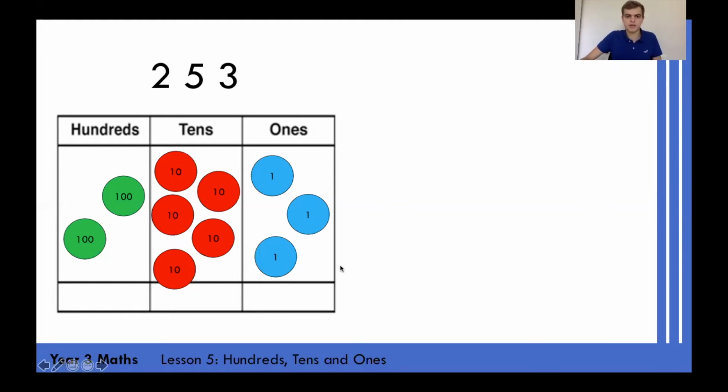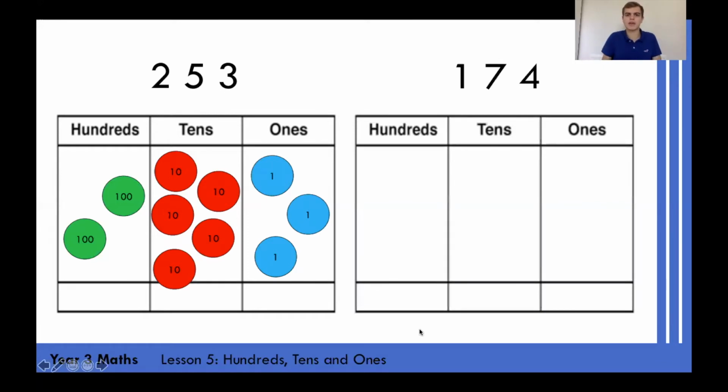So take all of those counters off, and now we're going to have a go at the number 174. So how many counters am I going to need to put in my hundreds column? How many counters in my tens column? And how many counters in my ones column? Have a go now, pause the video now and have a go at that one.